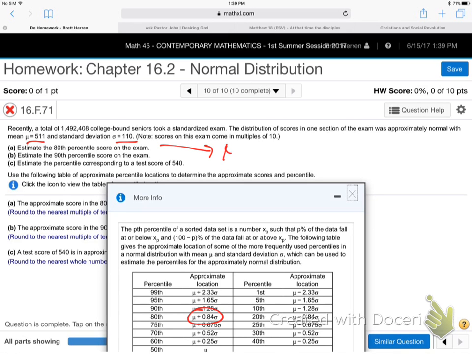So this would be mu plus 0.84 sigma. Mu is 511, that's the average score on the exam, plus 0.84 times sigma. Sigma is 110. That equals, I don't know, 590 something probably. That good? So part A and part B are cake, right? Just grab the formulas. Let's do C though. That'll be a little harder, backwards.